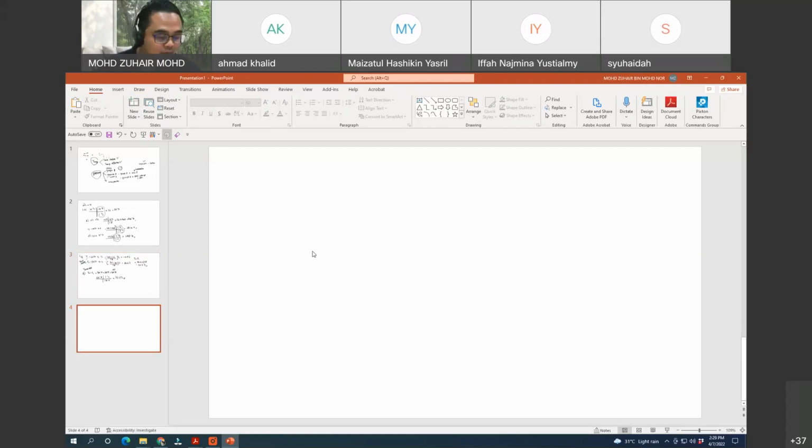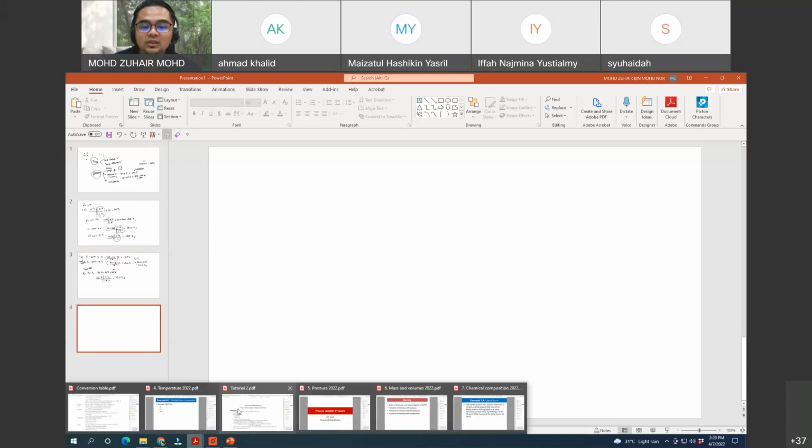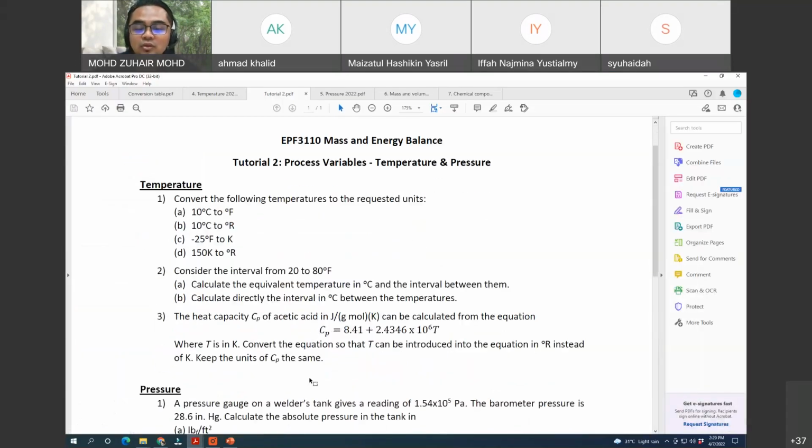Okay, so the third question is about heat capacity. The question is quite long actually, but I already shortened it. The heat capacity Cp of acetic acid in joule per gram mole Kelvin can be calculated from this equation, where T is in Kelvin. Convert the equation so that T can be introduced into the equation in Rankine instead of Kelvin. Keep the unit of Cp the same.